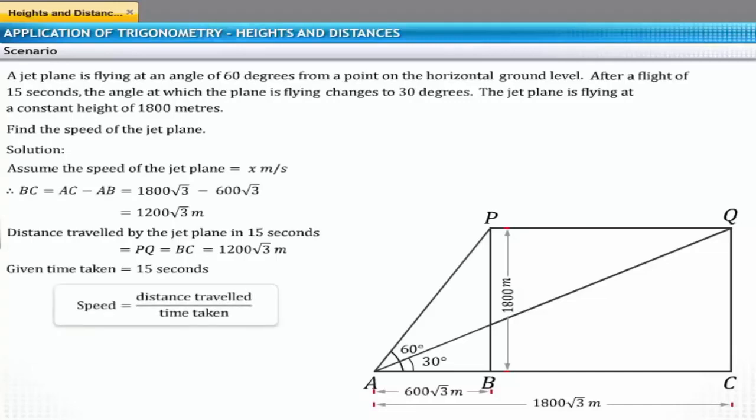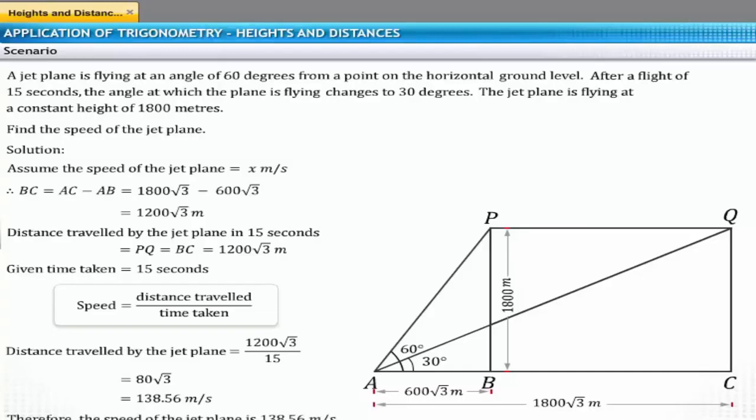Recall that the speed is equal to the distance travelled divided by time taken. On substituting the corresponding values of distance and time in this formula, we get the speed as 1200 root 3 upon by 15. On further calculation, we get the speed as 138.56 meters per second. Therefore, the speed of the jet plane is 138.56 meters per second.